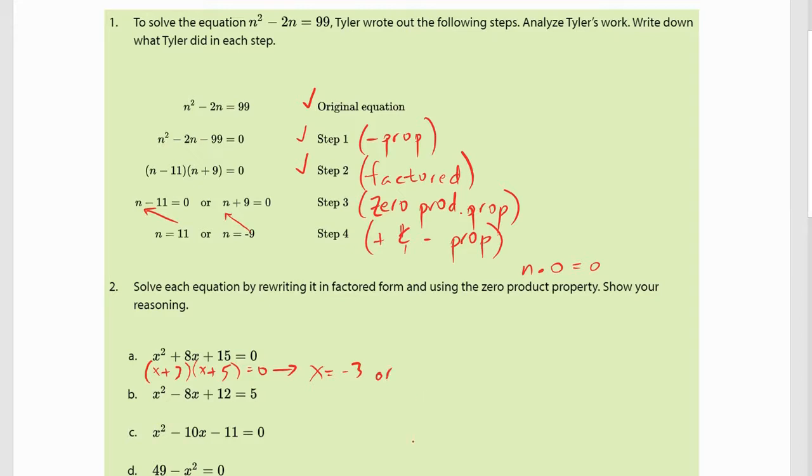Or what about the x plus 5 equaling 0? How to get rid of a plus 5? Minus 5. What you do to one side, do to the other. So you get x equals negative 5. All right. Now what about the next one?